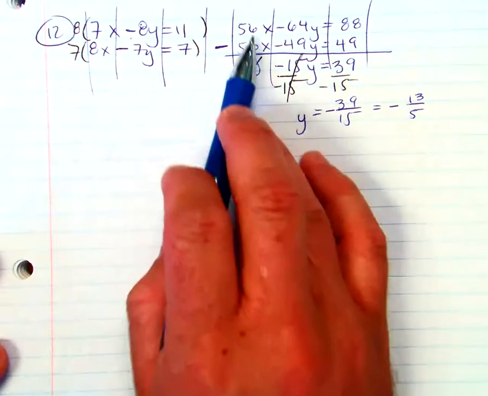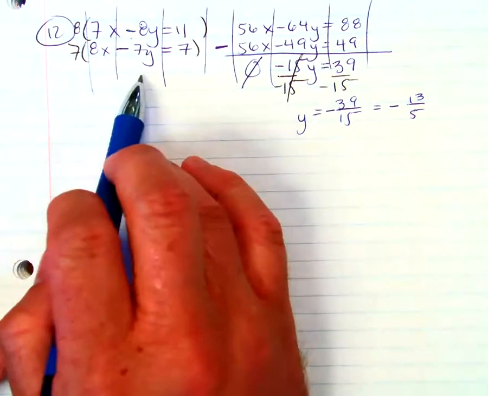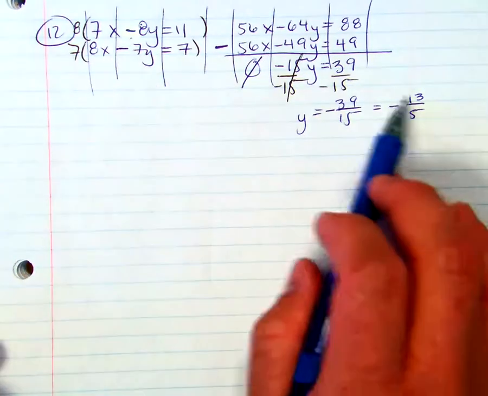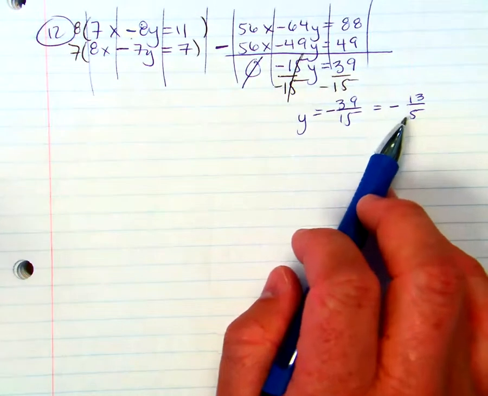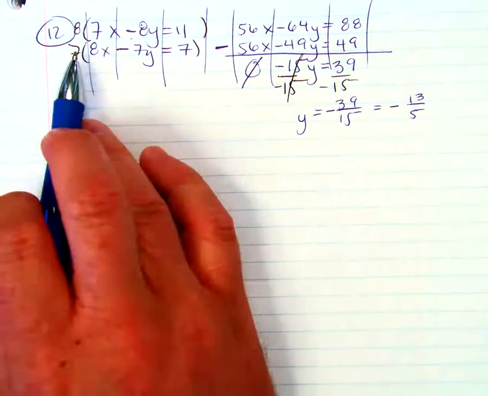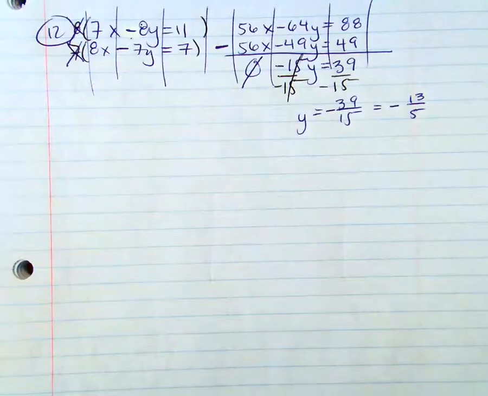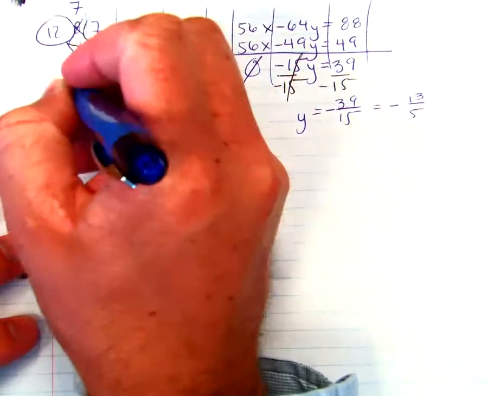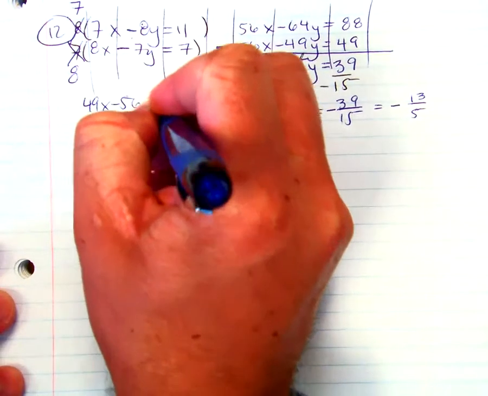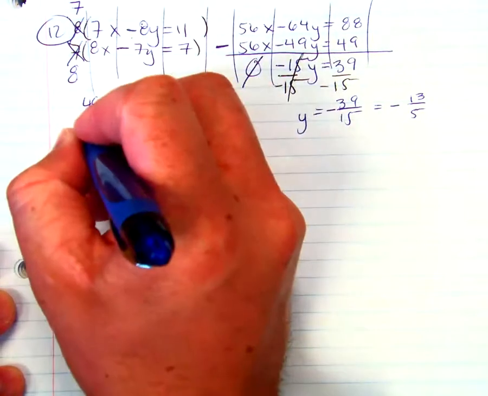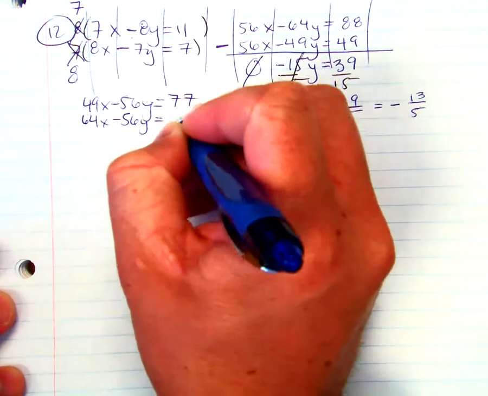So at the beginning, I made my x's match. I think it would be easier to just go back and make the y's match. That way I completely avoid plugging in a fraction, especially a fraction like this. This is not a very normal, comfortable fraction to work with. So I'm going to go back to the original problem, and instead of multiplying by 8 on the top and 7 on the bottom, I'm going to do the opposite. I'll multiply by 7 on the top and 8 on the bottom. It'll give me 49x minus 56y equals 77, and 64x minus 56y equals 56.